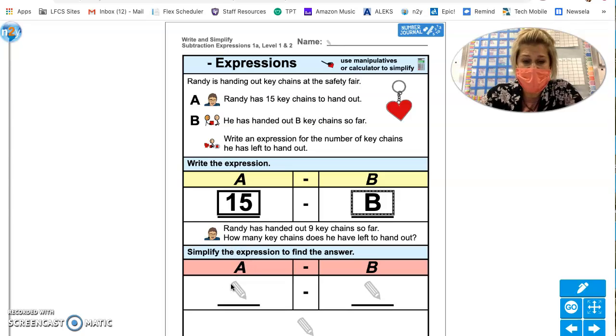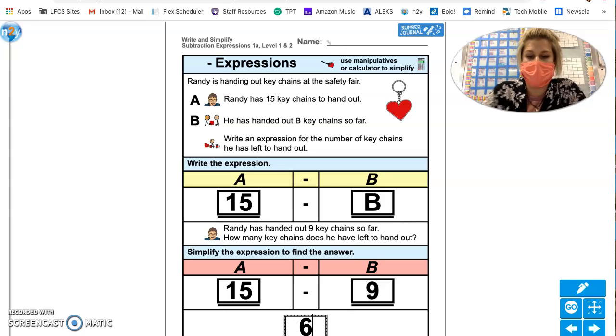So now A, we already know, so we can just drop that down to here, 15, because we had it from up here. So it says Randy has 15 keychains, A is 15. That doesn't change, okay? Nothing in that part of our equation changes. This part, however, will change. So it says B, right? Randy has handed out 9 keychains so far. So right here, we're going to change B, and B is now 9 because we know it. It says right here. So this part of our information we did not have before, and now that we do, we can just enter it in. So instead of B, it's going to be 9. And then we just do our subtraction right here. So 15, take away 9, we're going to put 6.